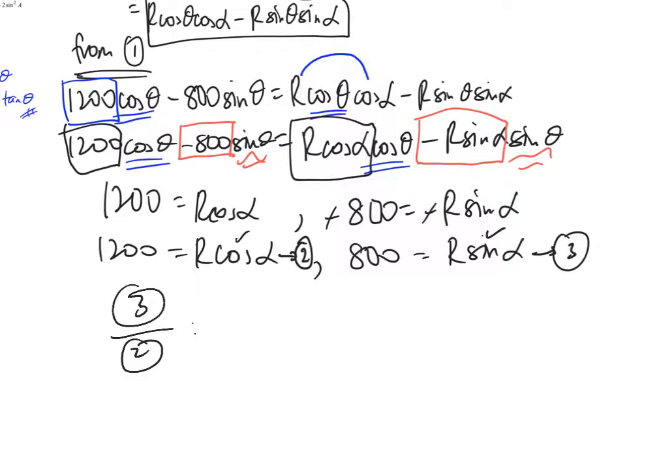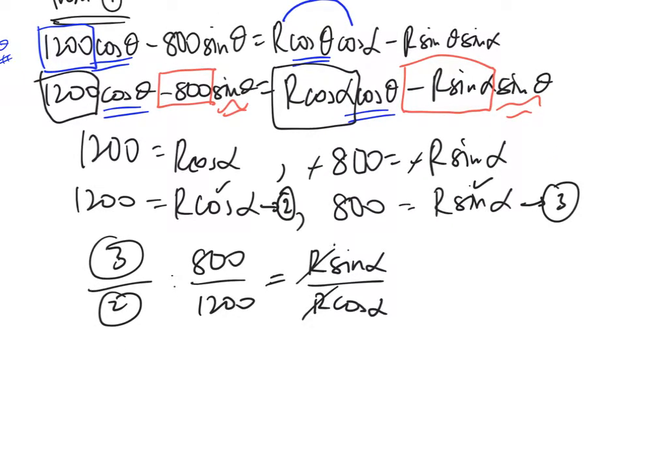Okay, we can start with the left, no problem. If you start with the left side, it's 800 over 1200 is equal to R sine alpha over R cosine alpha. The R cancels off, and you can quickly visualize this to be tangent alpha. So this 800 over 1200 can be simplified to 2/3. So you have 2/3 here, and that is equal to tangent alpha.